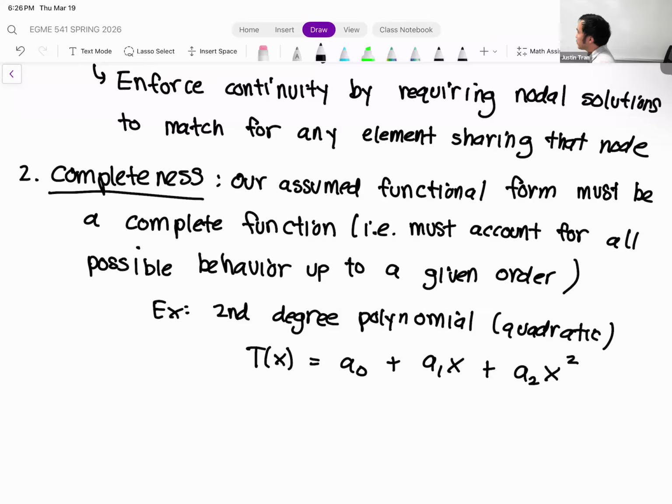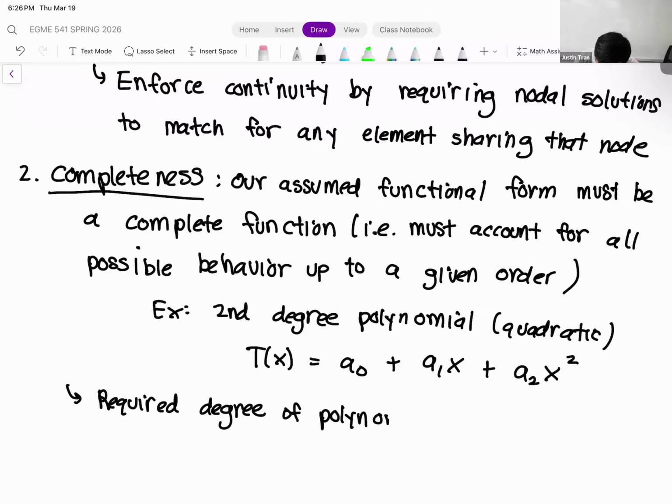Right, so that's part one of the completeness requirement, that whatever we choose for our approximation, it has to be a complete function. Okay. Now the next question is, how high of a degree do we need for a particular assumption? Okay. So the required degree of the polynomial, our approximation, has to be at least matching the order of the highest derivative in our weak form.